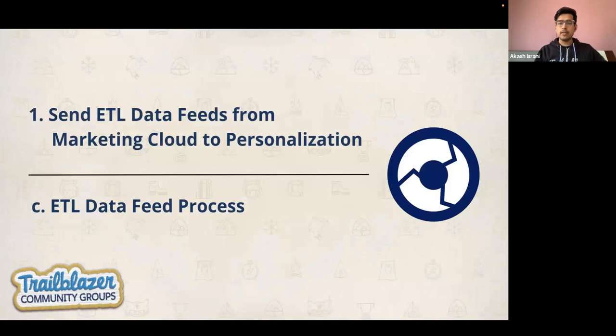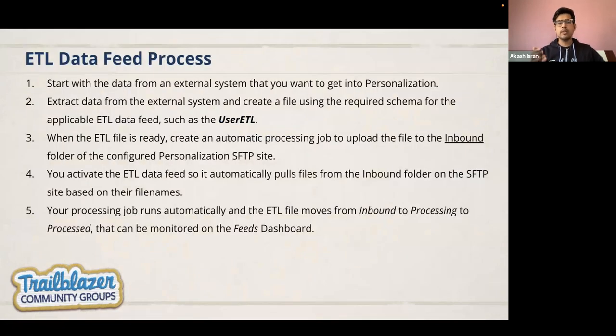Next subtopic we have is the ETL data feed process. So first step, what you do is you start with what data you want to get from the external system into personalization. Okay. Step two is you extract the data from the system and you create a file depending on the schema of the ETL feed that you will be using. Okay, like the file naming and the header names within the file. Step three is when the file is ready, you create an automation so that it uploads that file into the inbound folder of your personalization SFTP.